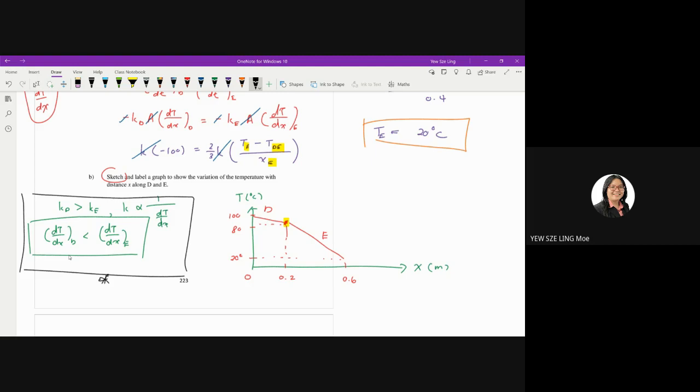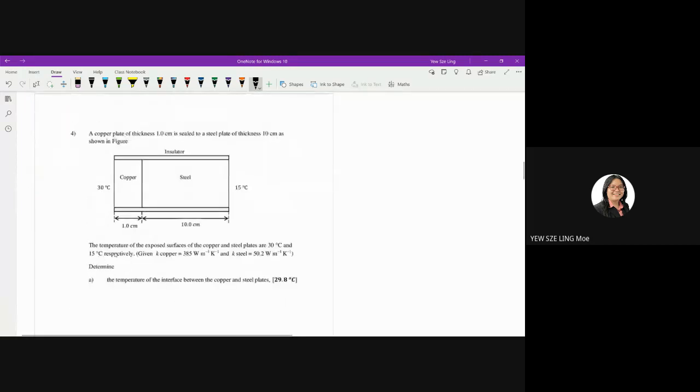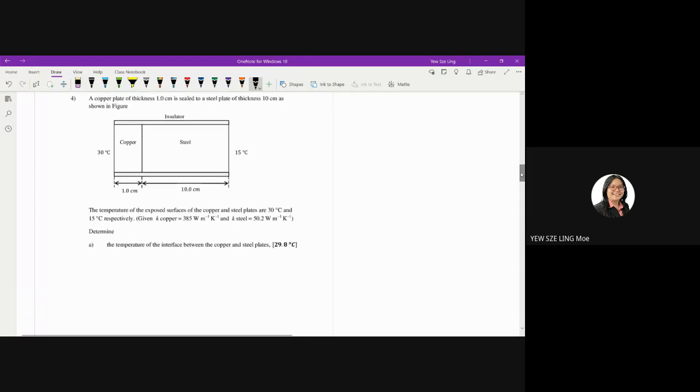Okay, so that's it for question number 3. So now let's look at question number 4. Again, if you look at the question, it is a joint rod type question. So we have a copper plate of thickness 1 cm. It's sealed to a steel plate of thickness 10 cm, as shown in the figure here.